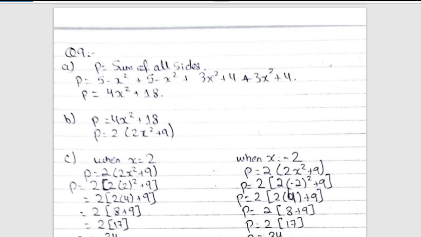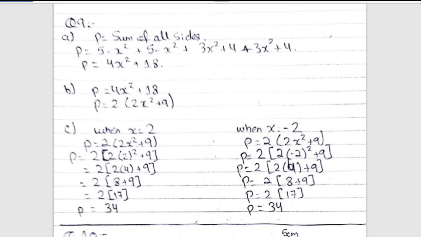Question number 9 is here. By adding the sides, 5 minus x square plus 5 minus x square plus 3x square plus 4 plus 3x square plus 4, by adding like terms, minus x square minus x square will be minus 2x square, plus 3x square will be 3x square plus 3x square will be 6x square, minus 2 plus 6 will be positive 4x square, and 5 plus 5 plus 4 plus 4 will be 18. So the expression is 4x square plus 18. By adding the four sides, the perimeter is 4x square plus 18.